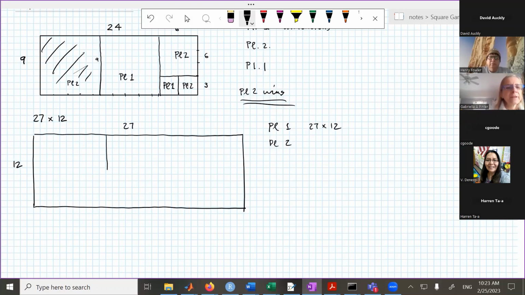12 by 12, right? So we have 12 here. So player 2 did this square. Now it's player 1's turn again. Can player 1 fit another 12 by 12 square?